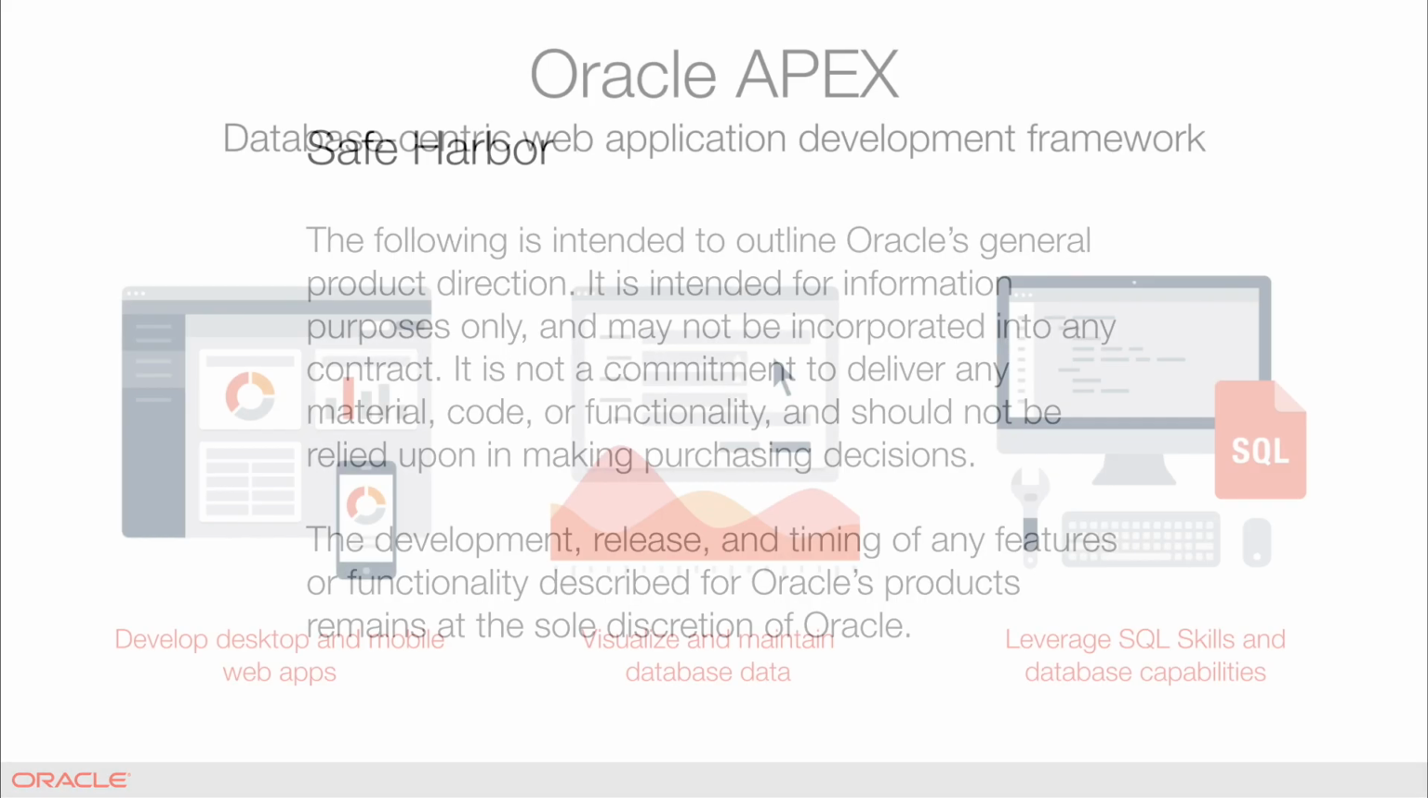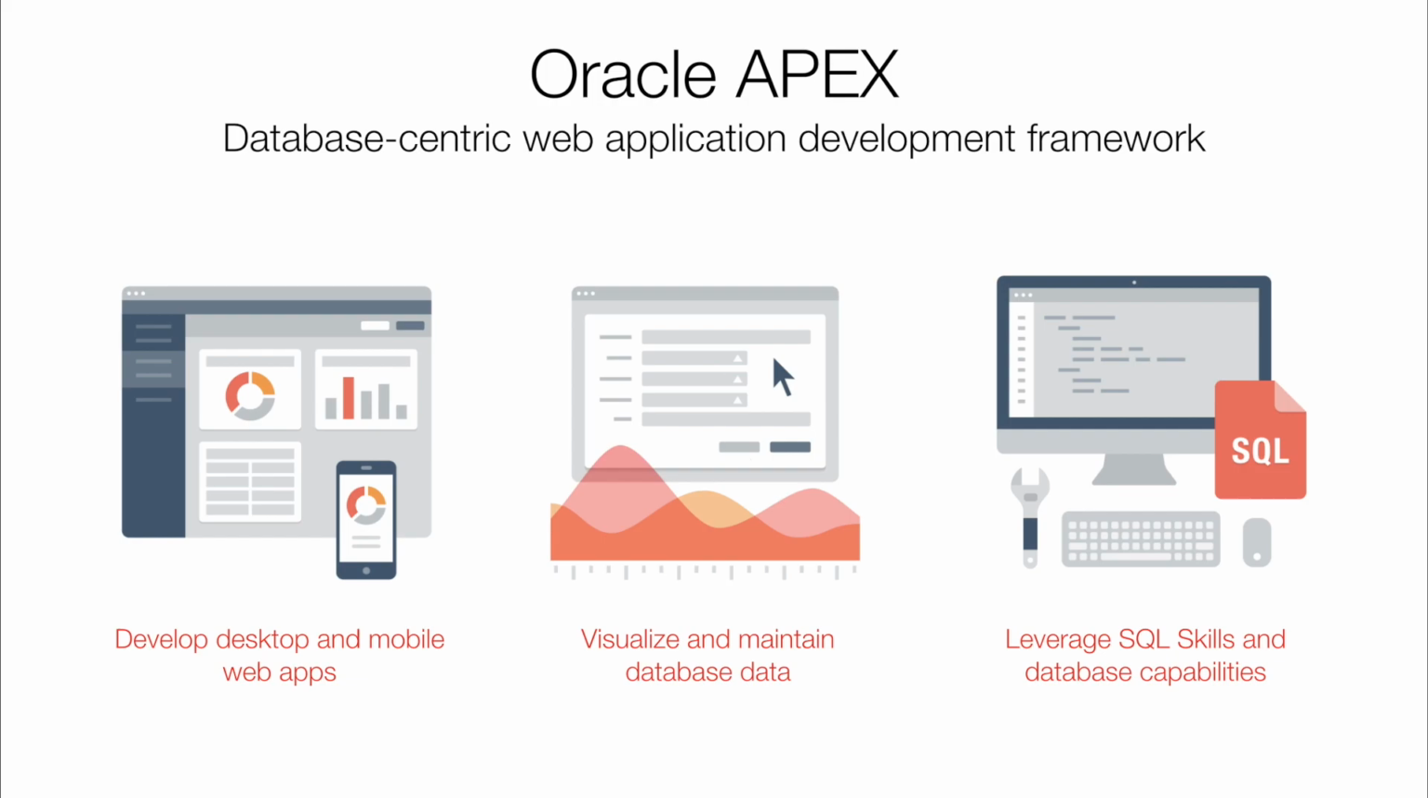Okay, let's start. What is Oracle Application Express? Application Express is the database-centric web application development framework of Oracle. And what does that mean? Oracle Application Express is focused on the Oracle database. So all the low-code development happens out of the Oracle database.